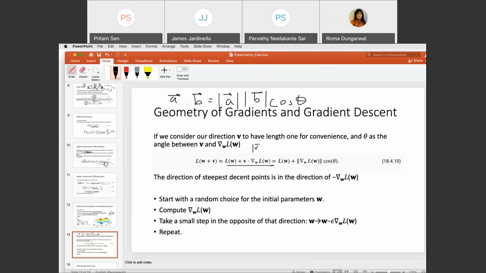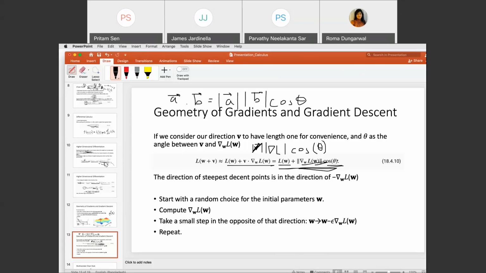the magnitude of V, the magnitude of the gradient, and the cosine of the angle. So for convenience, if we consider the magnitude of the direction as 1, the whole equation is like that: the magnitude of the gradient of the loss function, multiplied with the cosine.